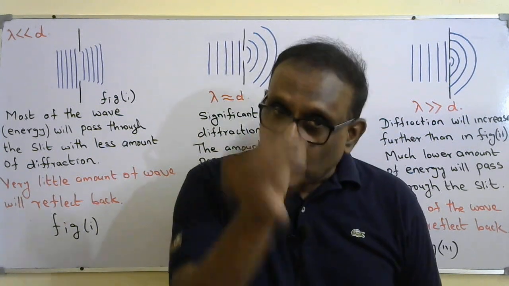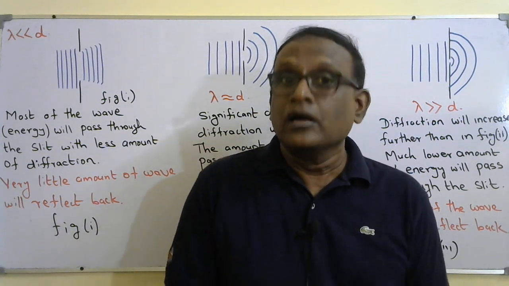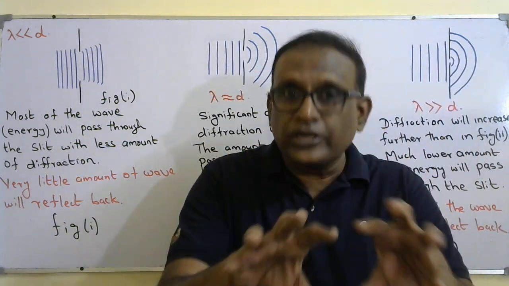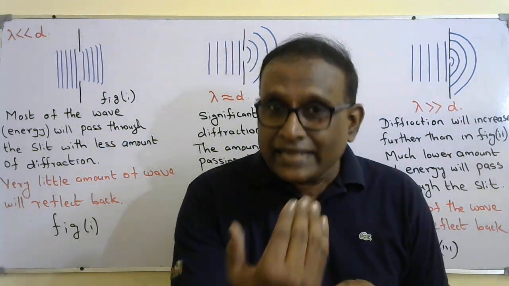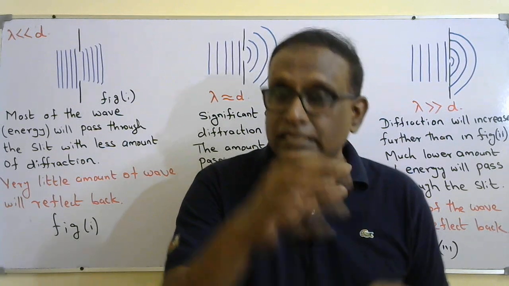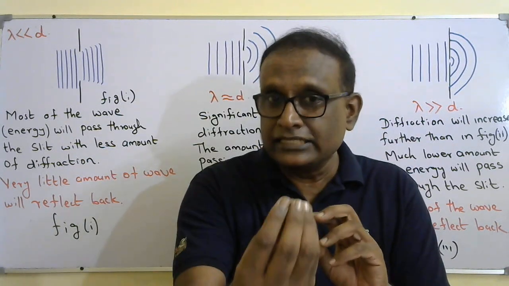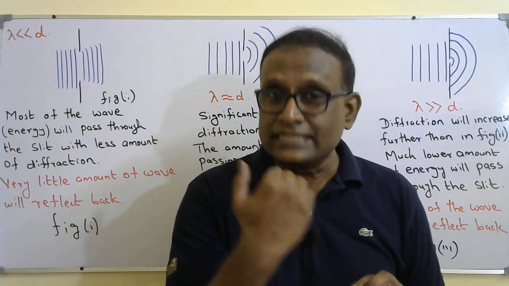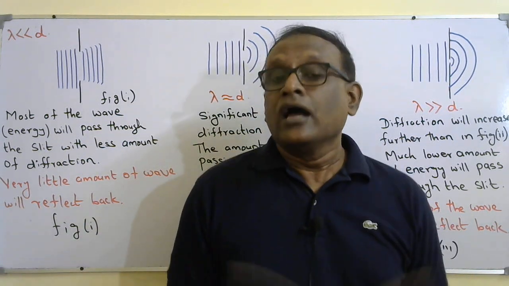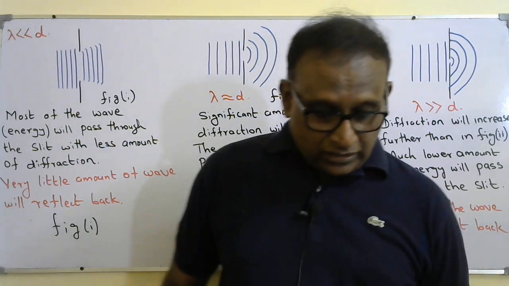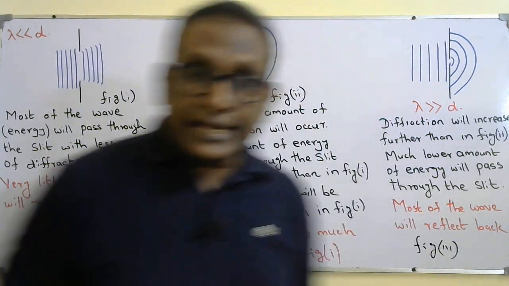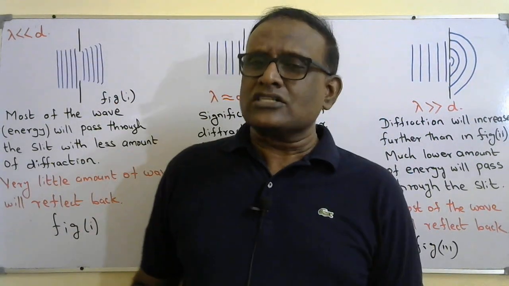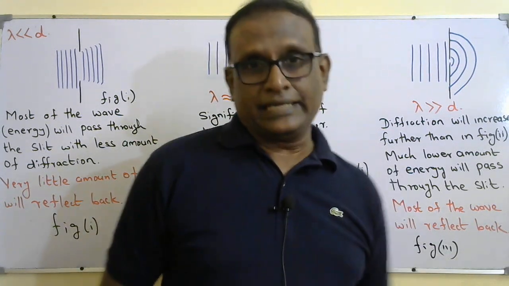reach us. The bulb is inside the microwave oven, the microwave is also inside the oven, but we can receive the light from the bulb which is kept inside. It can reach us, but we won't receive any microwave. How does this happen? The wavelength of the microwave used in microwave ovens is almost 12 centimeters.